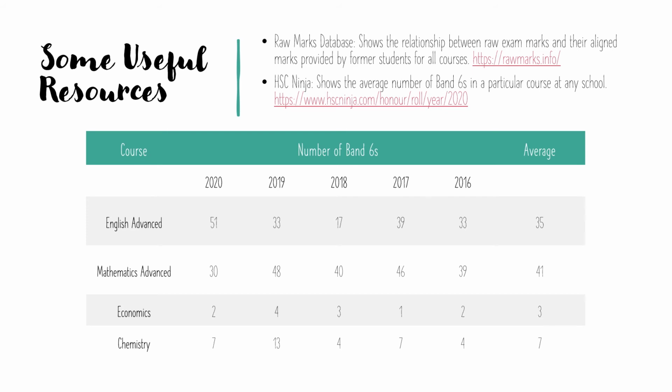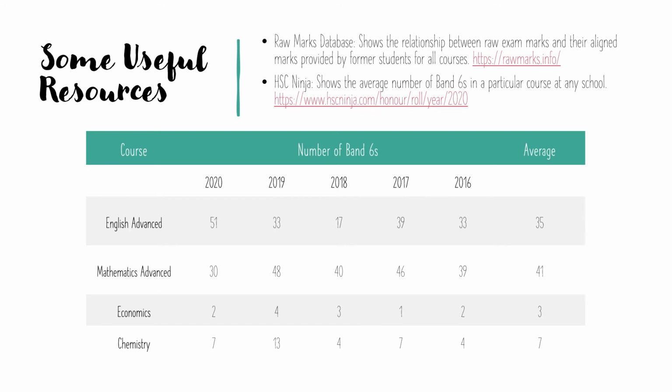So on average, in English, we get 35 Band 6s, in Maths, we get 41 Band 6s, in Economics, we get 3 Band 6s, and in Chemistry, we get 7 Band 6s. It's important to remember that most of the students at our school study Maths Advanced, and all students have to study English Advanced, hence the larger number of Band 6s as opposed to Chemistry and Economics, which have a much smaller candidature.